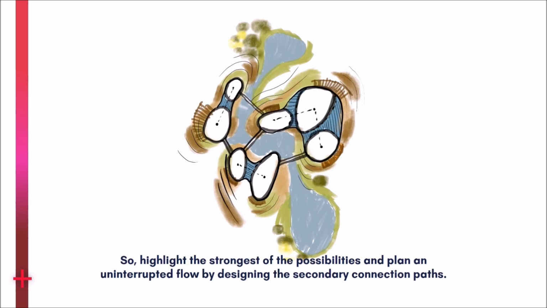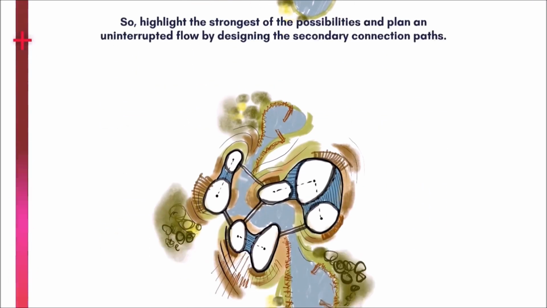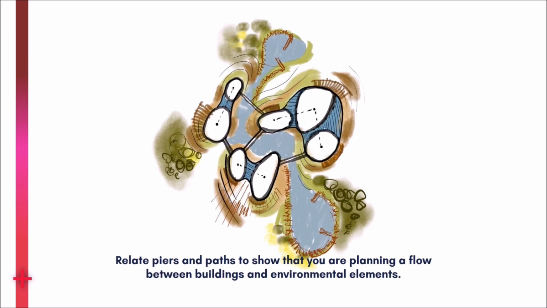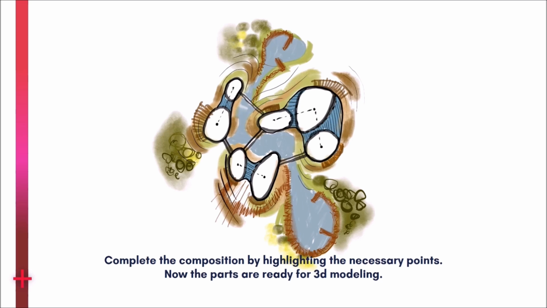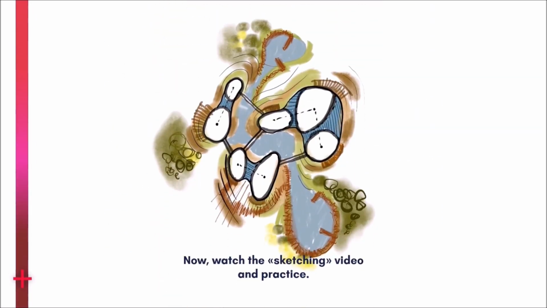So, highlight the strongest of the possibilities and plan an uninterrupted flow by designing the secondary connection paths. Relate piers and paths to show that you are planning a flow between buildings and environmental elements. Complete the composition by highlighting the necessary points. Now the parts are ready for 3D modeling. Now watch the sketching video and practice.